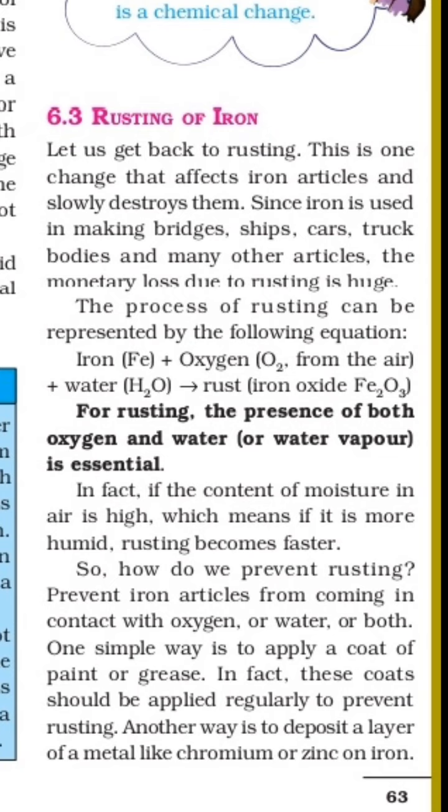Another way is to deposit a layer of metal like chromium or zinc on iron. Here two methods are there to avoid rusting. First one, we apply a coat of paint or grease, or another way is to deposit a layer of chromium or zinc. These materials will not get rusted when they come in contact with oxygen and water.